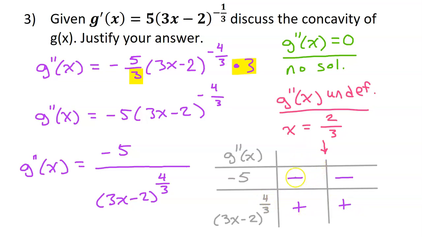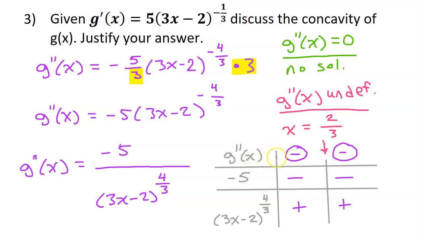So we have a negative divided by a positive, which is a negative. And same thing in the next interval, so this is also a negative. We are to discuss the concavity. And we know that if g double prime is negative, that means that the original function g of x is concave down in that interval. If these had been positive, g of x would be concave up.